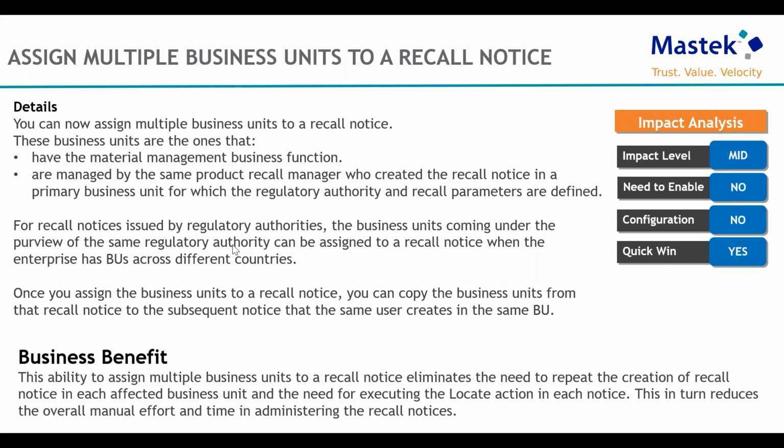This is again related to product information management, where you can recall a particular item. Previously, you were able to assign one business unit. Now there are multiple business units which you can assign to a particular recall notice. There may be a business case where multiple business units have material management on a particular item. At the same time, these businesses are managed by the same product recall manager, who would want to see these details and assign these multiple business units to a recall notice.